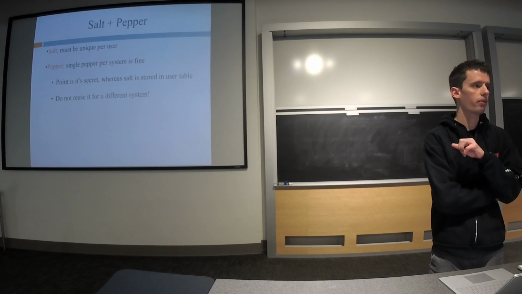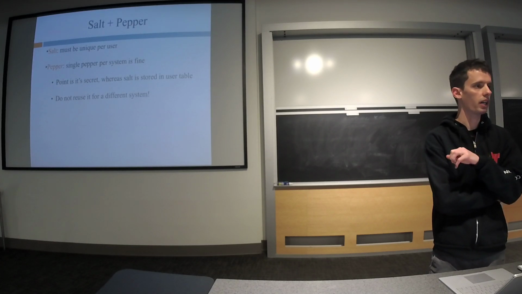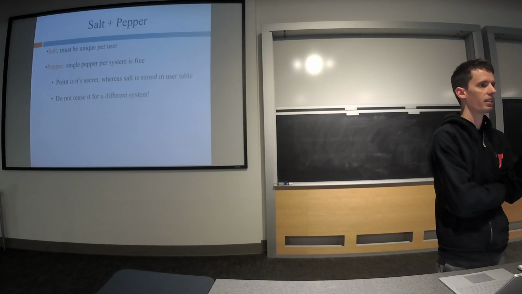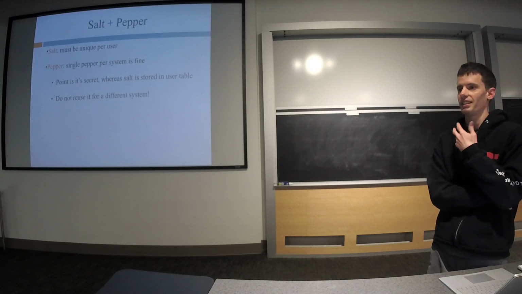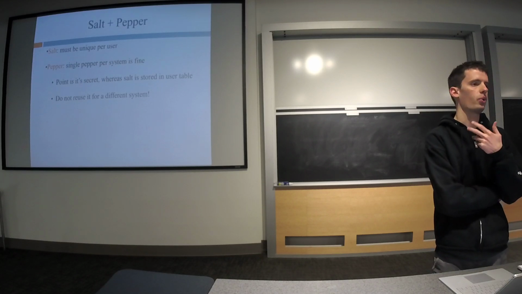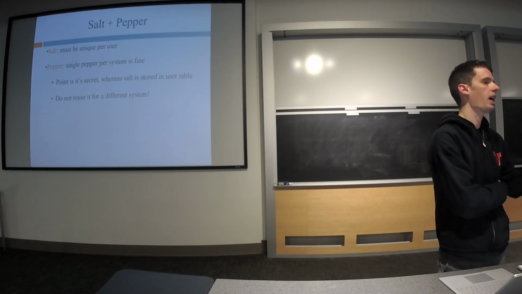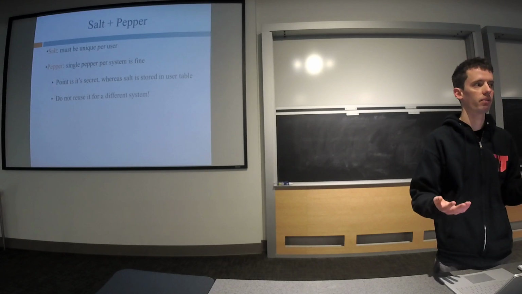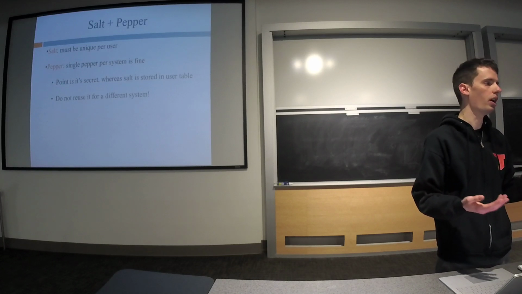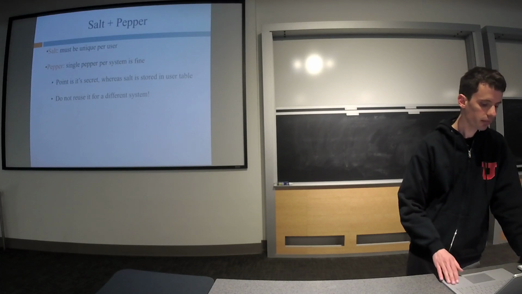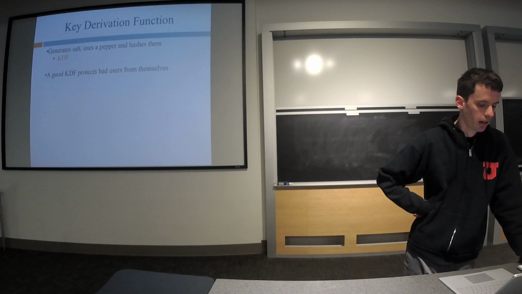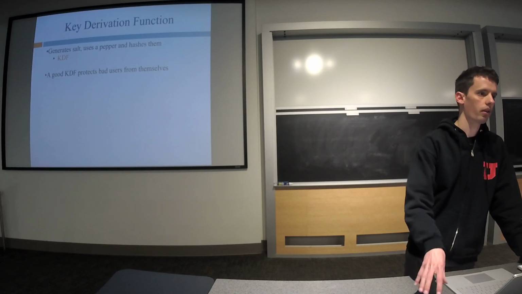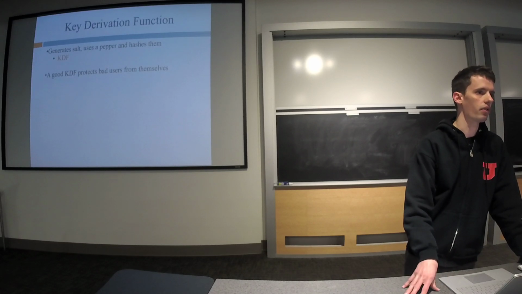One easy way for pepper to not work is to use the same one on all of your systems. If Facebook used the same pepper for Instagram and for Facebook, that would defeat the purpose. If they stole one, then they get it for the other. So all of this stuff goes into what's called a key derivation function.